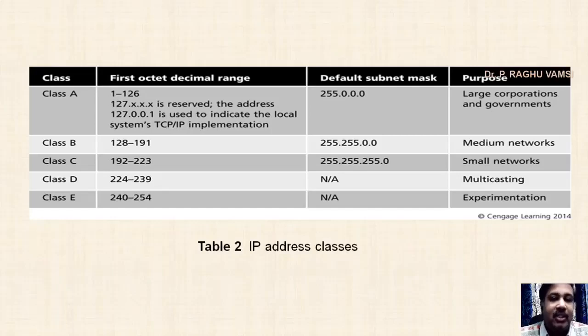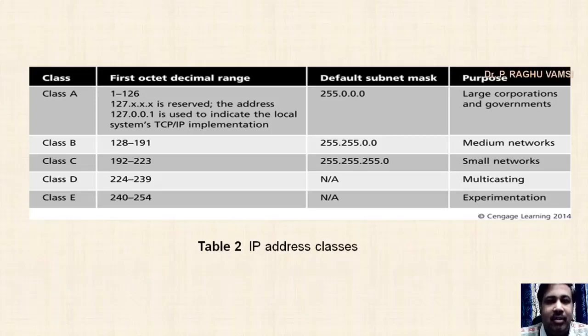In class A, especially a particular series called the 10 dot series, like 10.0.0.1 or 10.2.0.1, this series is especially used for private networks. In class B, the 172 series is popularly used, and in class C, the 192 series is used. These are the series used in the particular classes. Class A consists of first octet decimal values ranging from 1 to 126, which is the range dedicated for class A networks.